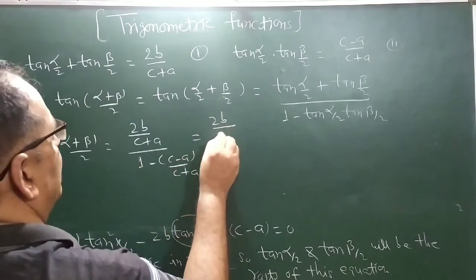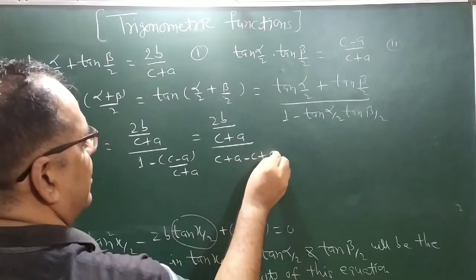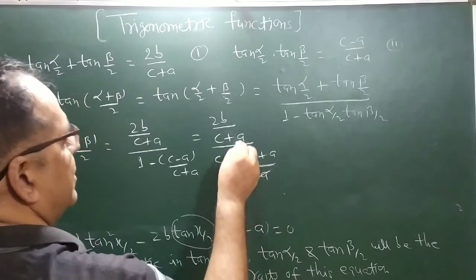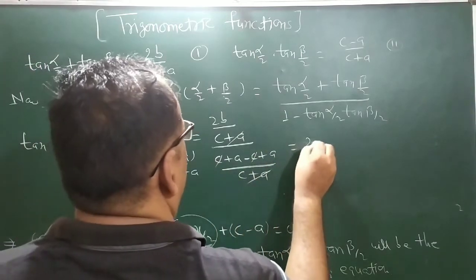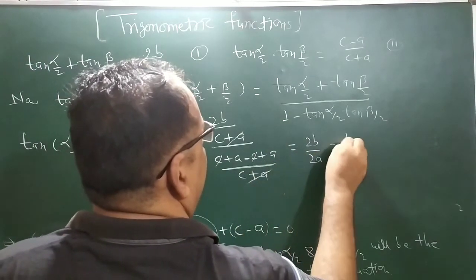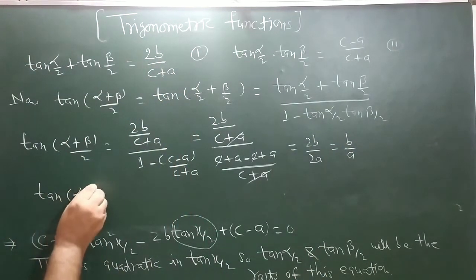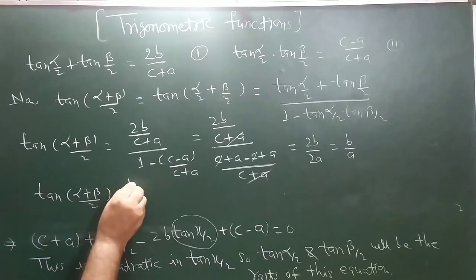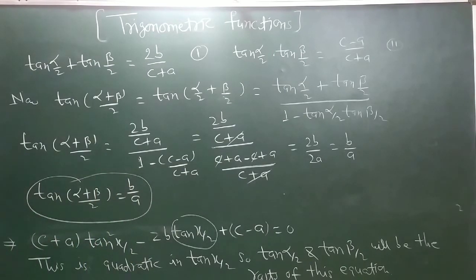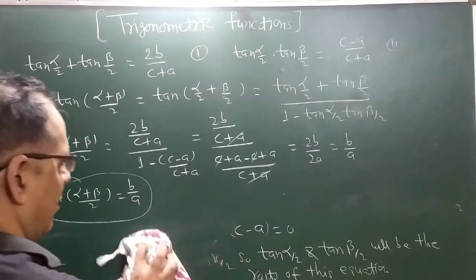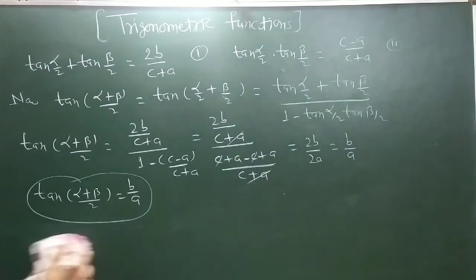After simplifying, we have 2b upon c plus a. In the denominator, c plus a minus c plus a upon c plus a. C plus a cancels out, and c and c cancel out. Now we have only 2b upon 2a, that means b upon a. So the value of tan of (alpha plus beta)/2 is b upon a. But we want to find the value of cos(alpha plus beta).